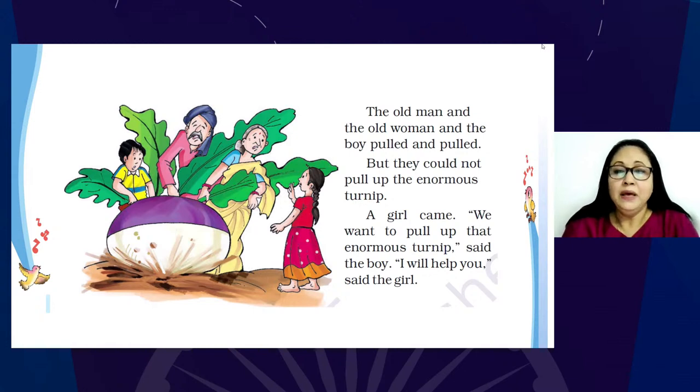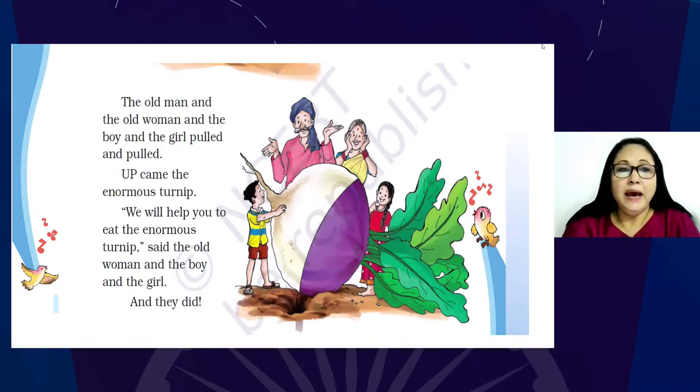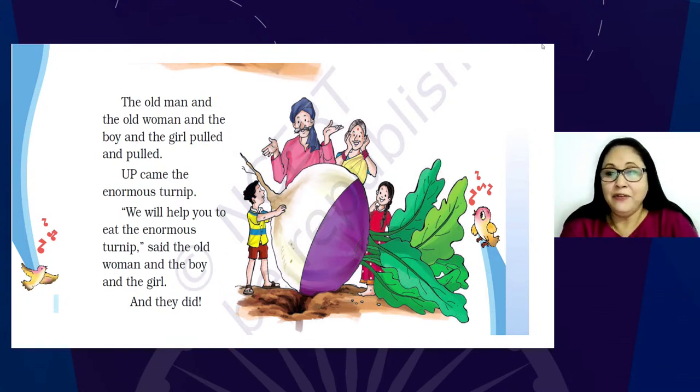Then the girl came, and the boy said that we want to pull up the turnip, but it's not coming out. And the girl said, "I will help you." The old man and the old woman and the boy and the girl pulled up and pulled up. Up came the enormous turnip. "And we will help you to eat the enormous turnip," said the old woman and the boy and the girl. And they all did. They were so happy to be having a feast on that huge turnip.